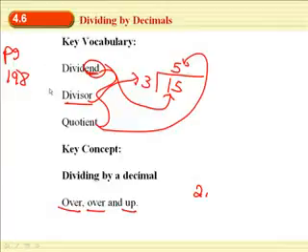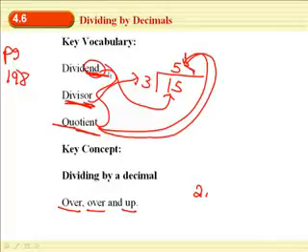This is page 198 in your book. This is the same vocabulary: dividend, divisor, and quotient. The quotient is the answer to the division problem. The divisor's on the outside. The dividend, I always say dividend, it's in the box, goes under the box.